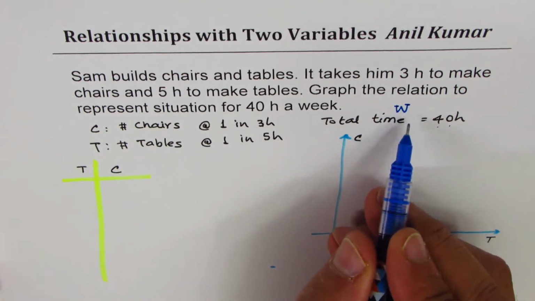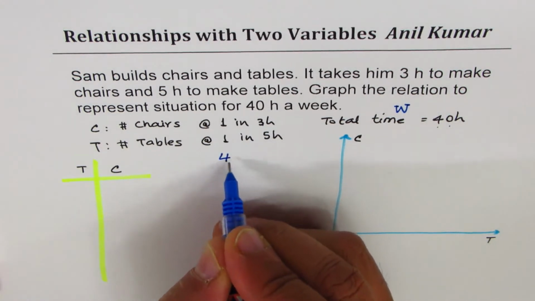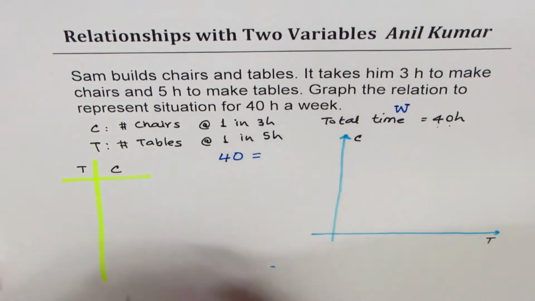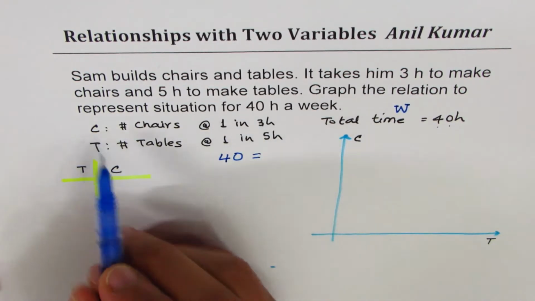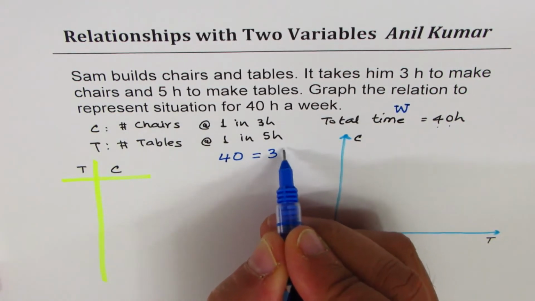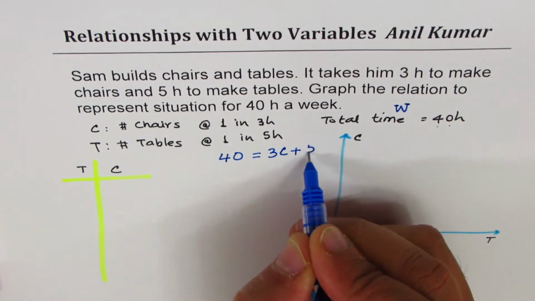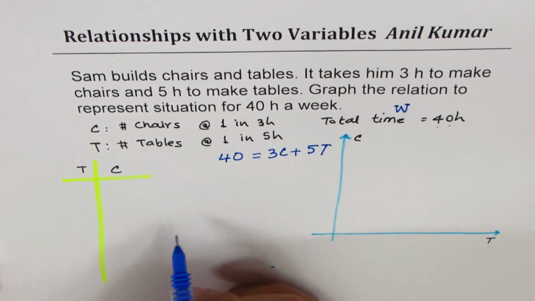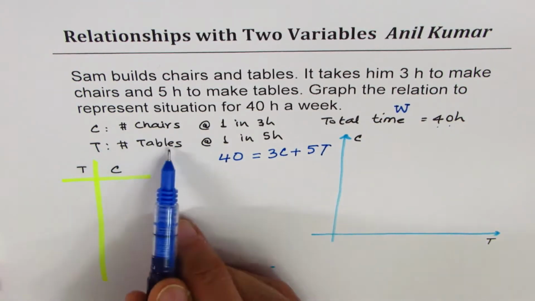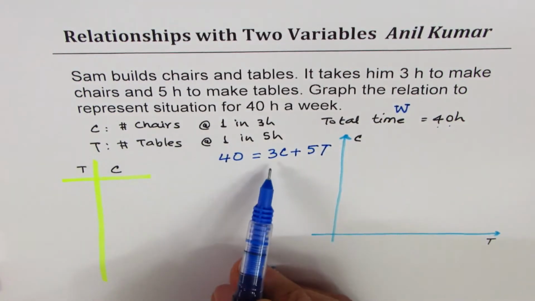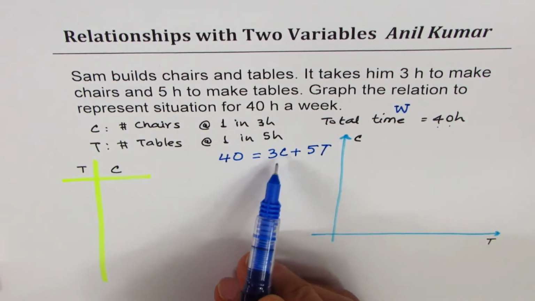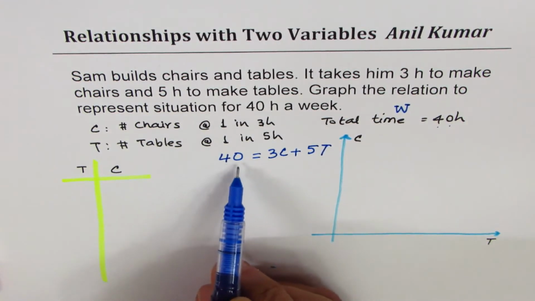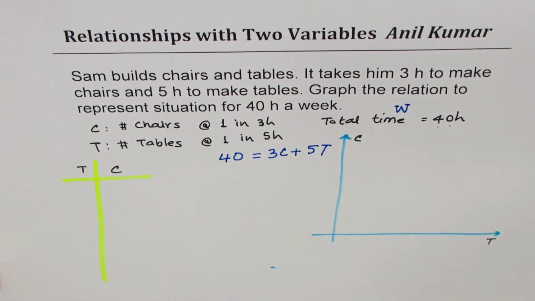So we say that 40, which is W, is equal to 3 times the chairs plus 5 times tables. Because the time taken to make T tables will be 5T, the time taken to make C chairs will be 3 times C, and the total time which we have is 40. You get an idea. So that is how this equation is connected. I hope that makes sense.